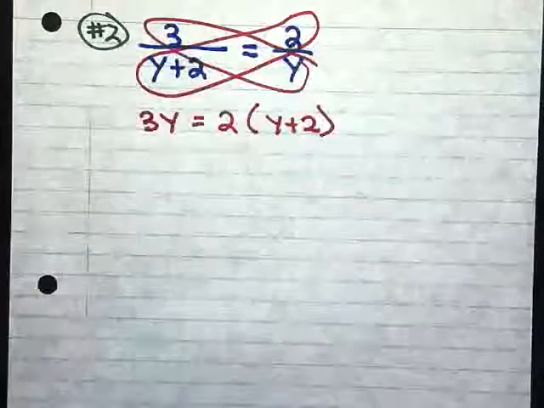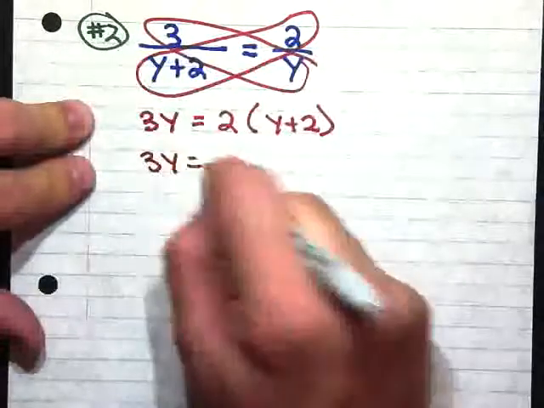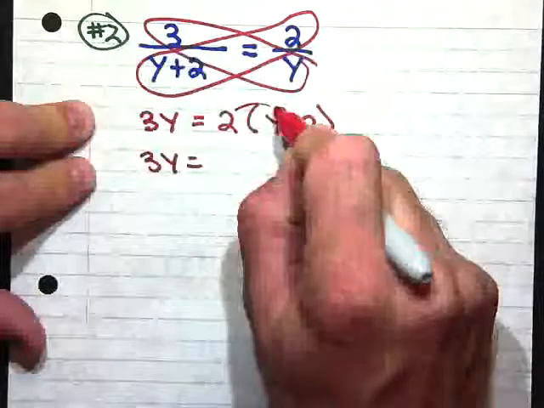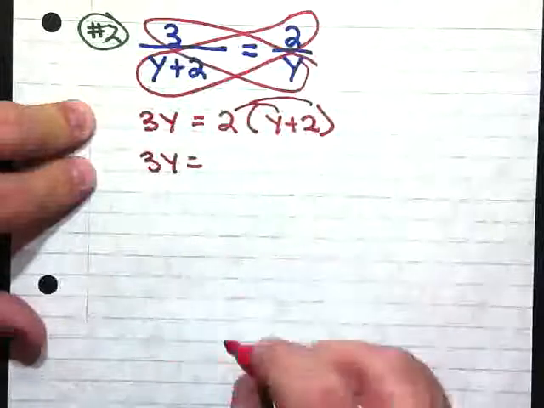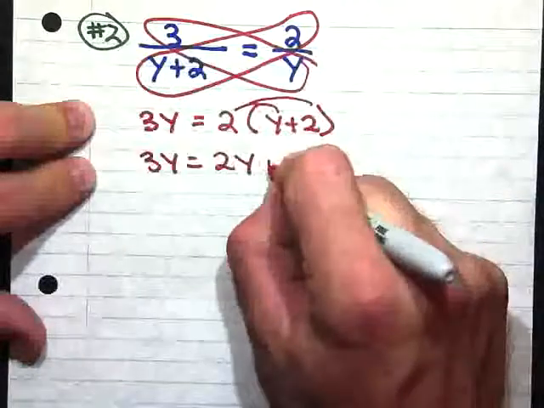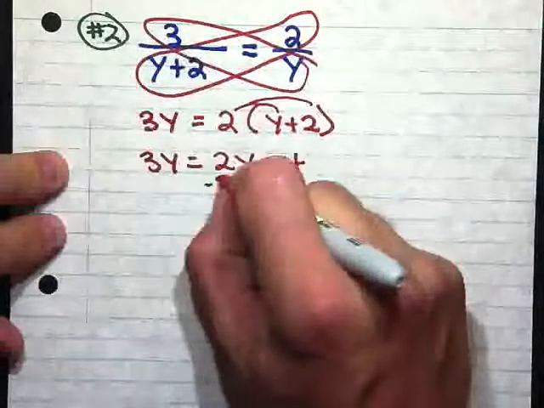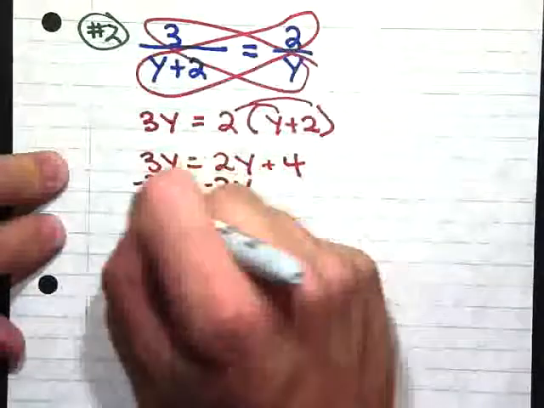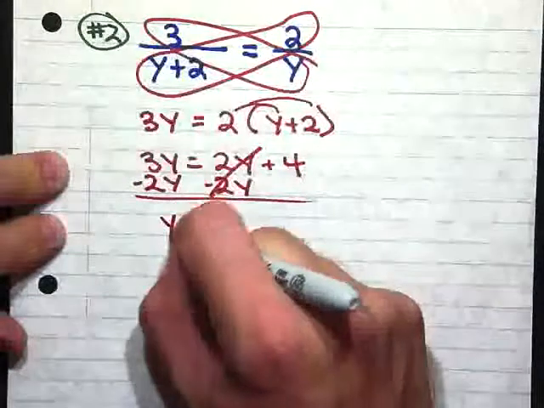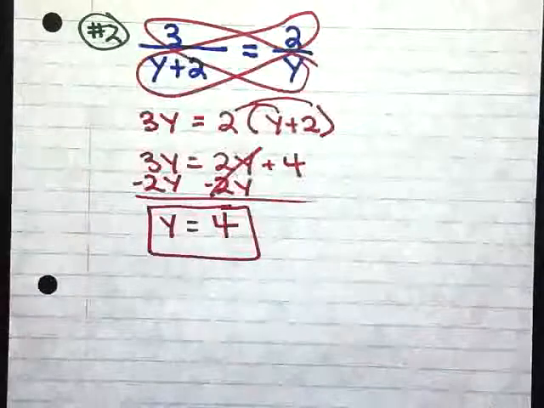Now we just want to simplify. We end up with 3y equals, and we have to take this 2 and distribute it to the y and the 2 as well. So 2 times y gives us 2y, and 2 times positive 2 gives us a positive 4. We want to solve for y, so we subtract 2y from each side. That cancels our y's out here and leaves us with a y on this side and a positive 4 on this side. And we have our solution, y equals 4.